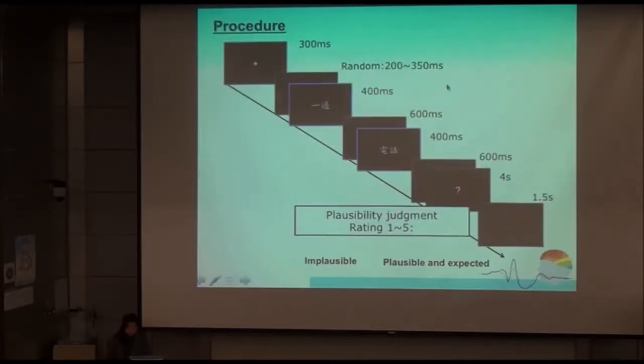For each trial, the participant will first perceive a classifier, and then a noun will appear. Their job is to perform a possibility judgment to see whether this pair is plausible or not based on a five-point scale. One referred to impossible and five referred to plausible and highly expected.